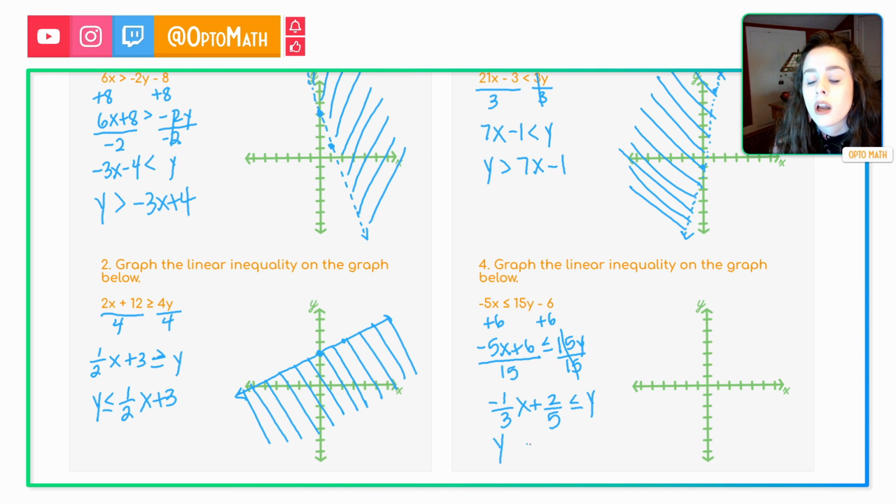Let's finish it by putting y on the left. Negative 1/3 x plus 2/5. 2/5 looks like somewhere around here. It's not quite 1, right? But it's less than half. And then we go down 1, right 3 for our slope. This is an or equal to, so it's a solid line. And it's a greater than, so we're shading above.